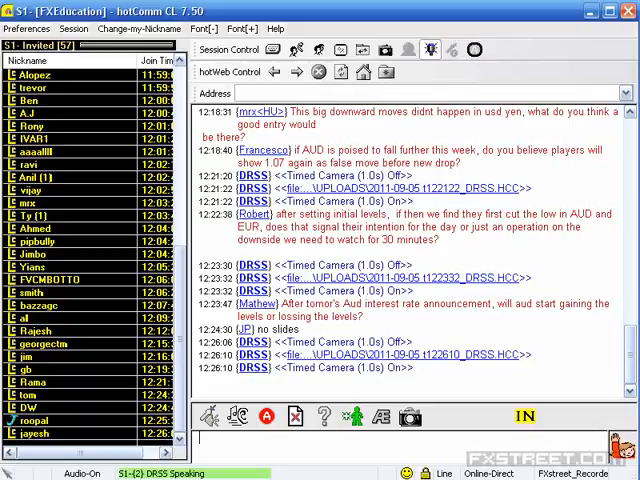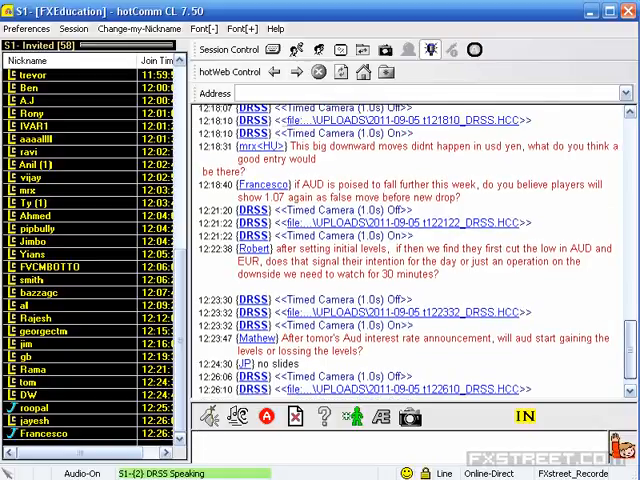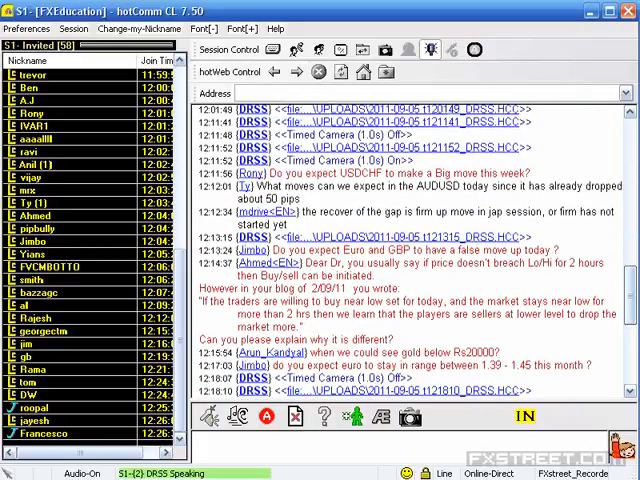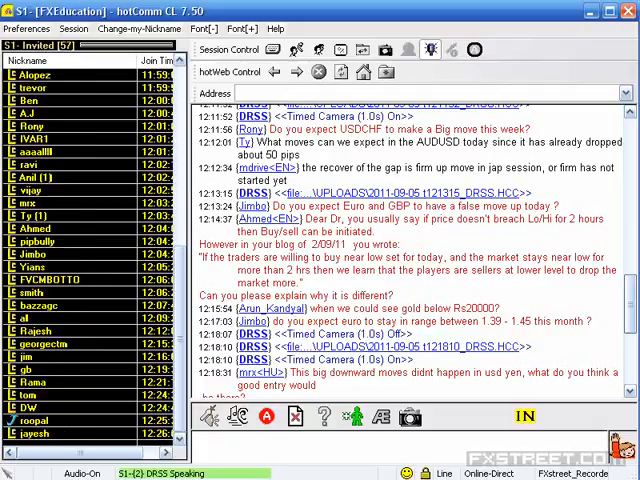In TY, what moves can we expect in Australian dollar today since it has already dropped 50 pips? You know that they can drop about 100 pips and they have done only 50 pips, so another 50 they may drop in anticipation of no interest rate increase. Then M drive: the recovery of the gap, is the firm up move in the Japanese session, or has the firm up not started yet? They have done the drop and they have firmed up already and they are expected to slide it.